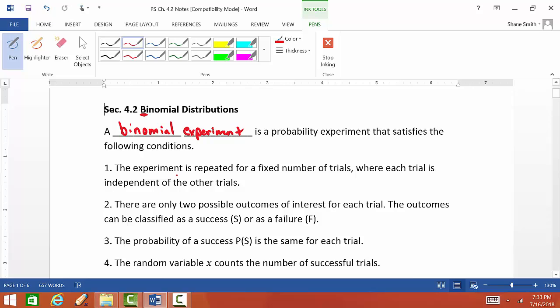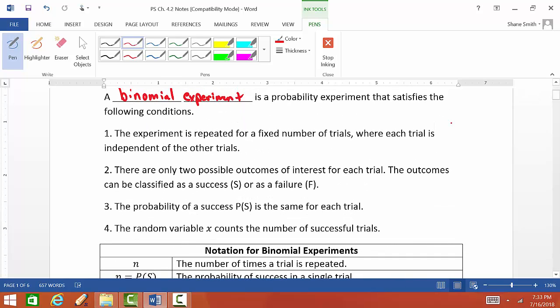The first is the experiment is repeated for a fixed number of trials, so you'll know how many trials there are to begin with, and each trial is independent of the other trials. Number two, each trial is a success or a failure. Number three, the probability of success is the same for each trial. And number four, your random variable is counting the number of successes that you have.